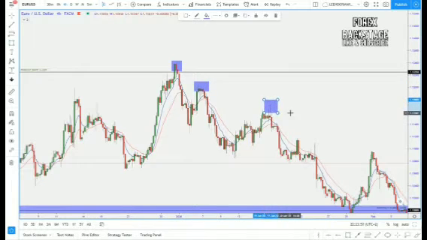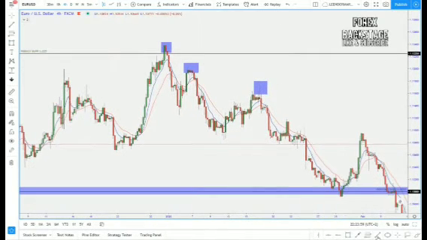Make sure that whatever level you're drawing is logical. So someone else would have drawn this. I'm going to show you. This doesn't make any sense in the world. Doesn't make any sense. Look at that. I mean, look at that.